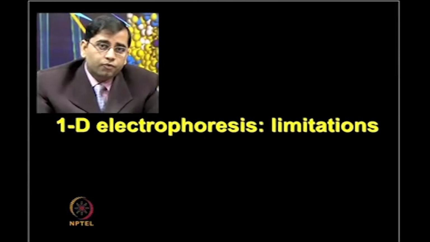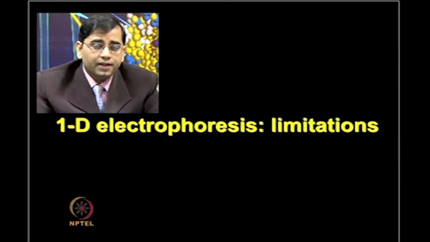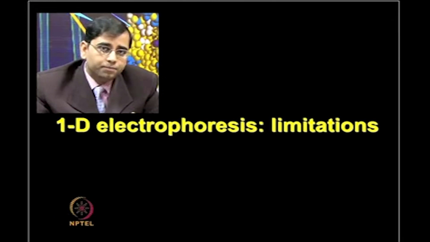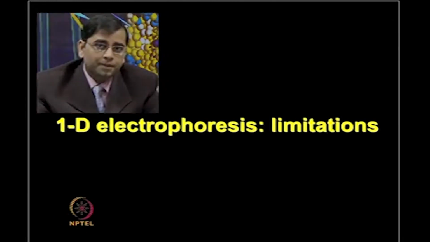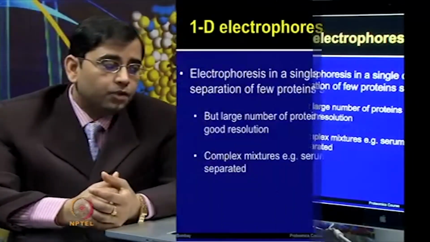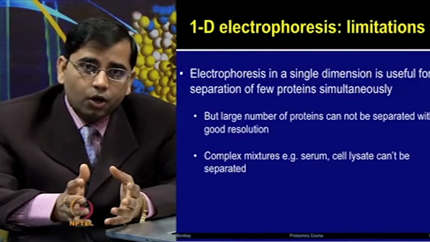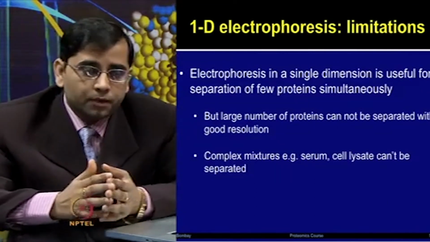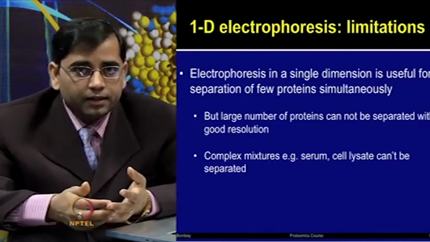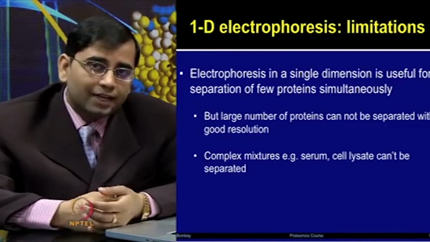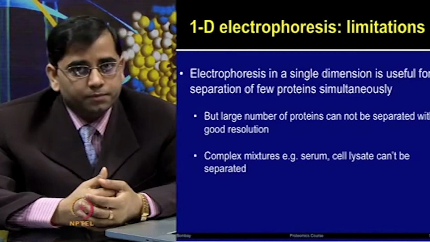However, one-dimensional electrophoresis has different limitations. You cannot separate a complex proteome, the complex protein samples. If you have thousands of proteins and you want to study them, then one-dimensional electrophoresis has limitations. One-dimensional electrophoresis is useful to separate a few proteins or a simple protein mixture. But when you are studying a complex mixture, then two-dimensional electrophoresis or DIGE or different types of mass spectrometry based methods will be more useful.